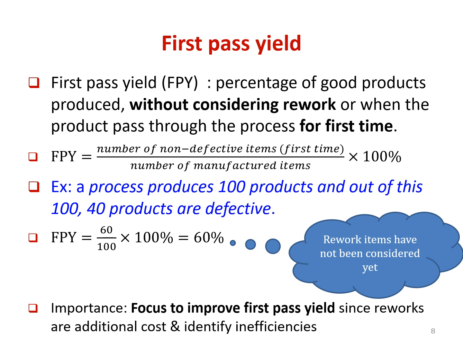At this moment we do not consider yet whether we are going to rework the defective items. The importance of first pass yield is that we are able to focus on how to make things right, because if we have to rework, this will cause additional costs, and also this shows that we have inefficiencies if our first pass yield is too low.